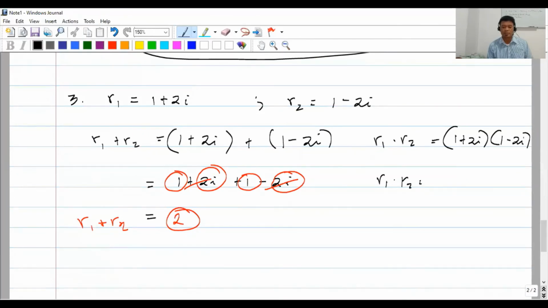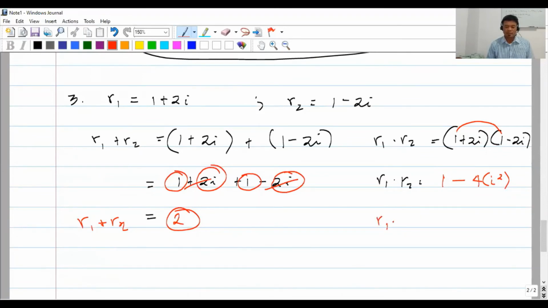They have opposite signs, so these are factors of a difference of two squares. Given the factors of two squares, all we have to do is multiply the first term by the first term. So we have 1 times 1 is 1. Positive times negative is negative. 2i times 2i is 4 times i squared.